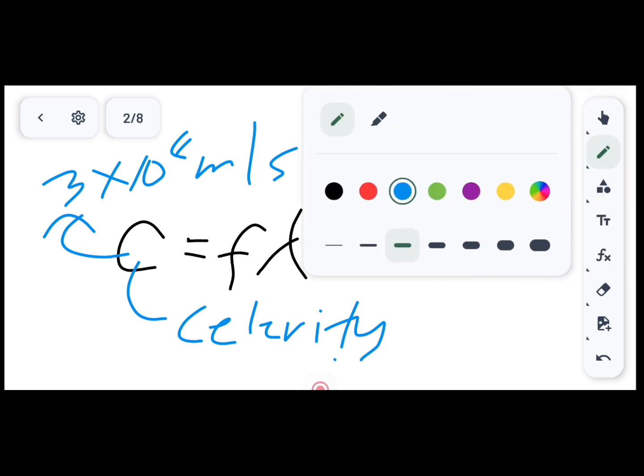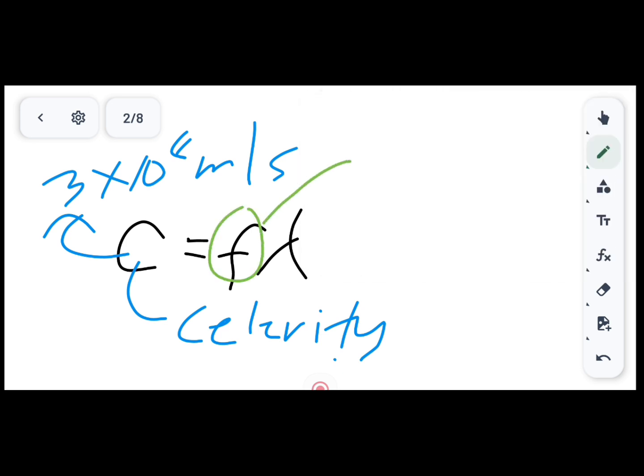Now, we also have the frequency, which has the unit of hertz, which is the same as the unit s negative 1. S negative 1 and hertz are equal. Frequency pertains to the number of times an electromagnetic field completes a cycle per unit of time. So, hertz stands for 1 cycle per second.